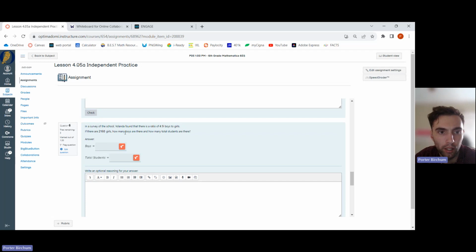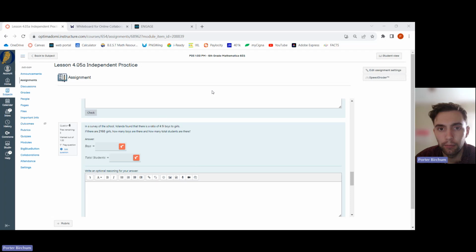All right, in a survey of a school, Yolanda found there is a ratio of 4 to 9 boys and girls. If there are that many girls, how many boys are there? And how many total students are there? Interesting. So, 4 boys, 9 girls. That's the small numbers. The big numbers are question mark boys to 2,160 girls.